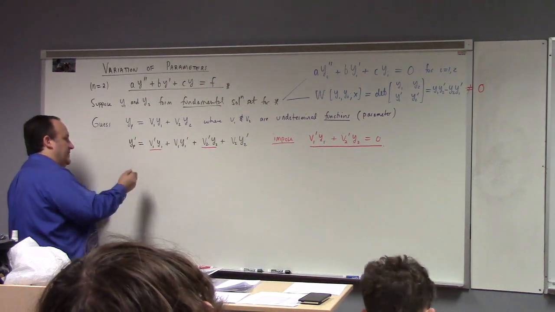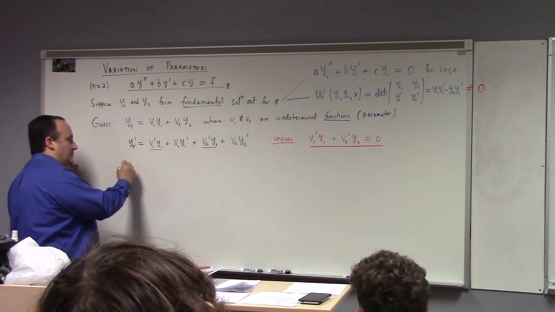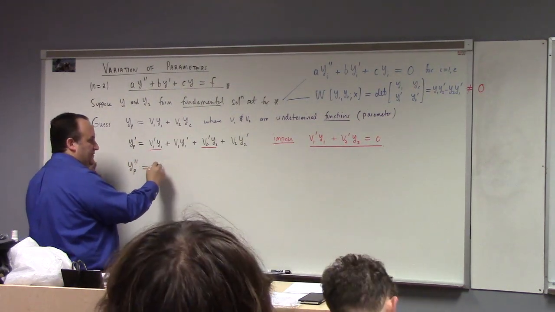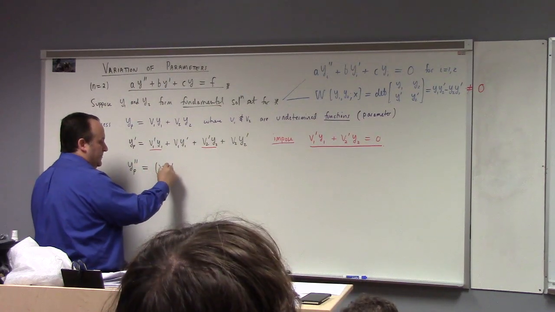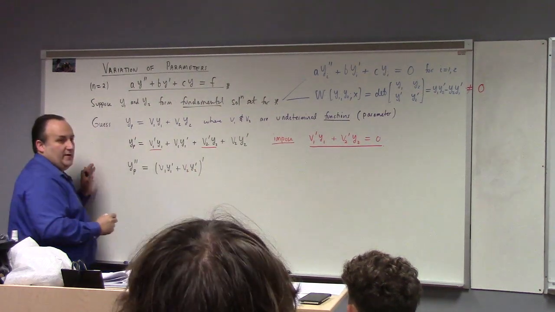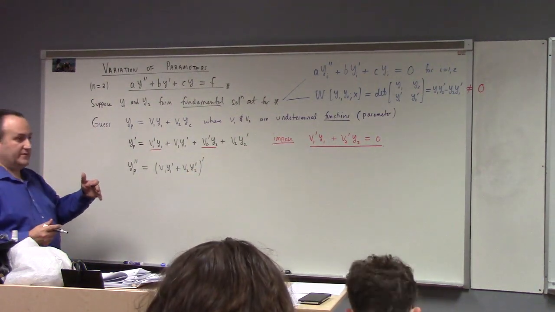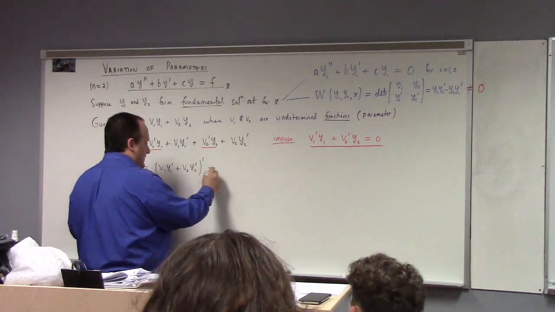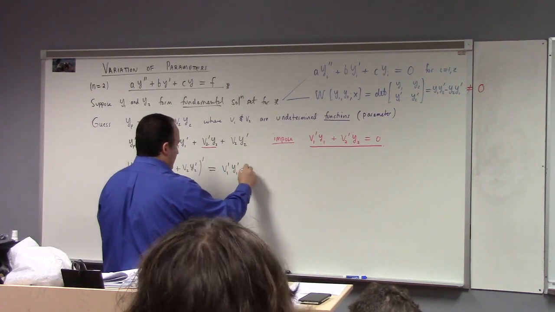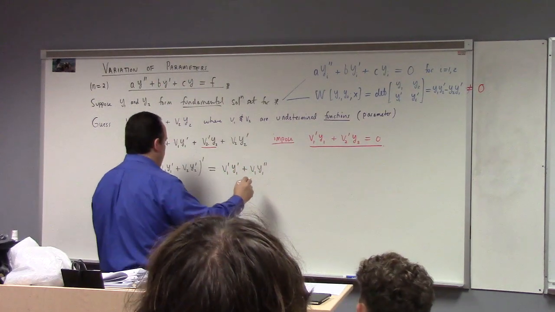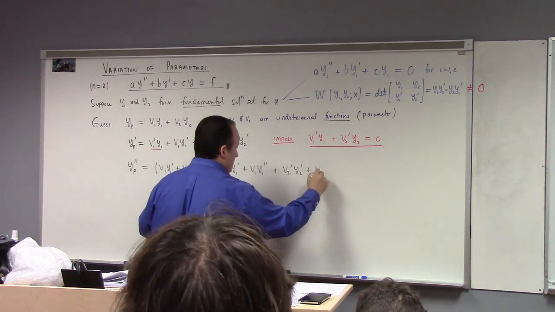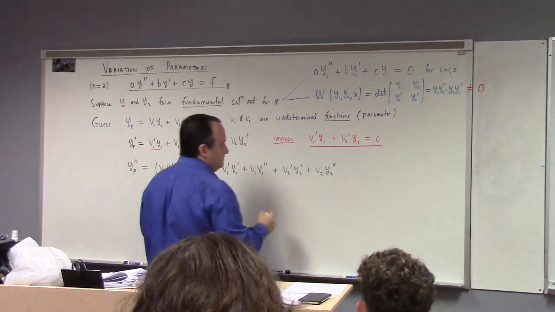We would like the solution method to be simpler than the original problem. So yp prime is simply equal to v1 y1 prime plus v2 y2 prime, because the other piece is 0 by assumption. And so with this, we get v1 prime y1 prime plus v1 y1 prime prime plus v2 prime y2 prime plus v2 y2 prime prime.